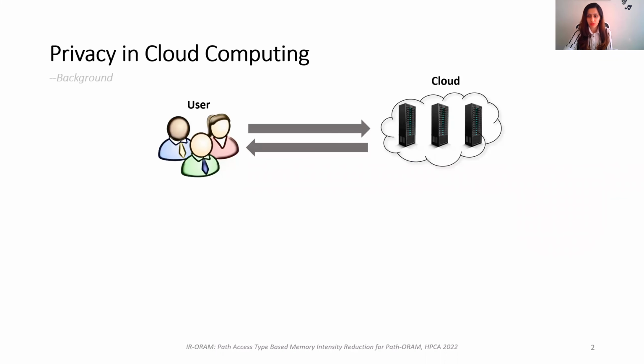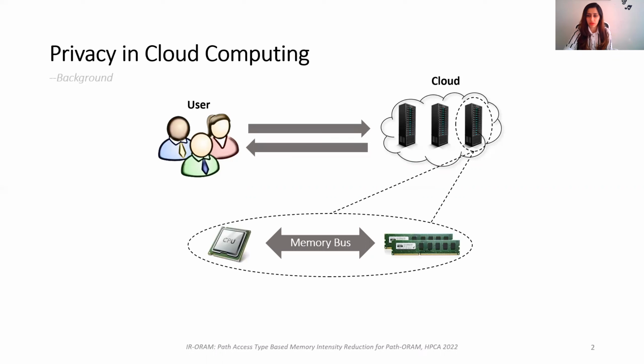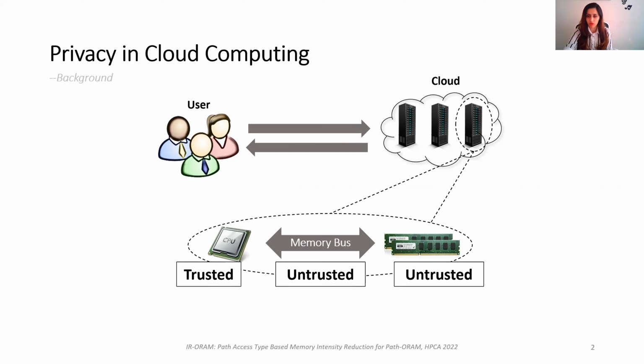With the wide adoption of cloud computing, privacy is a major concern. Consider this scenario. A user accesses a cloud server which provides secure processing. As a user, we trust the CPU, but not the memory bus nor the memory modules. Therefore, an adversary can snoop on them.